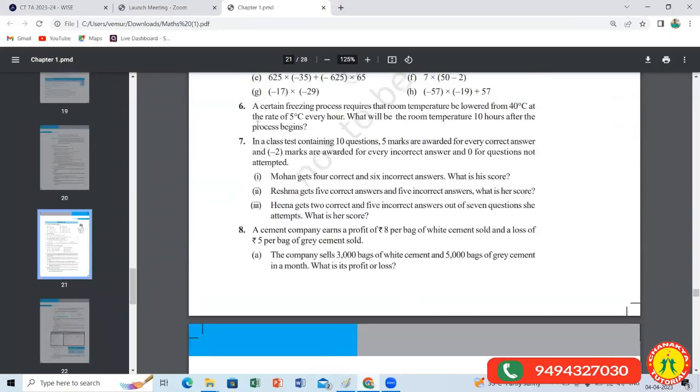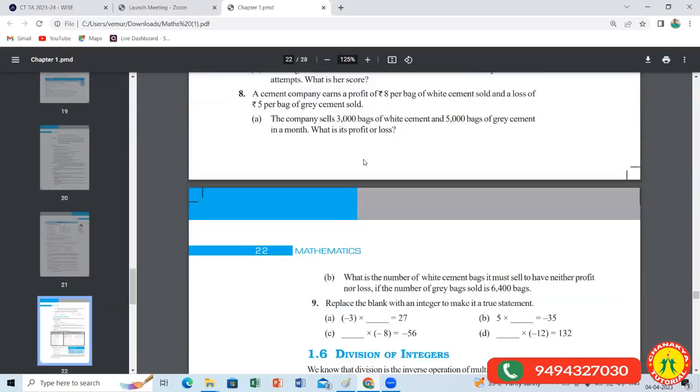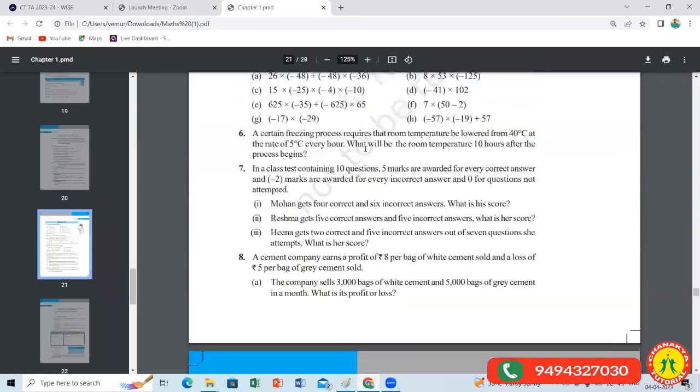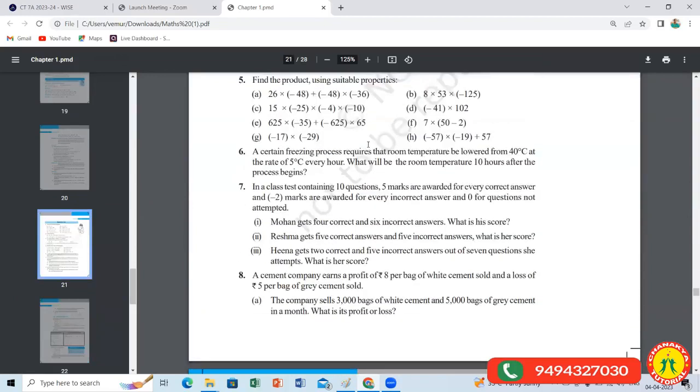Then directly 6, 7, 8 we will finish up. The 9th bit is already done by the students. We are going with the 6th bit. Who will read the 6th bit? Anubhav? Yes, ma'am. Please start doing the 6th one.